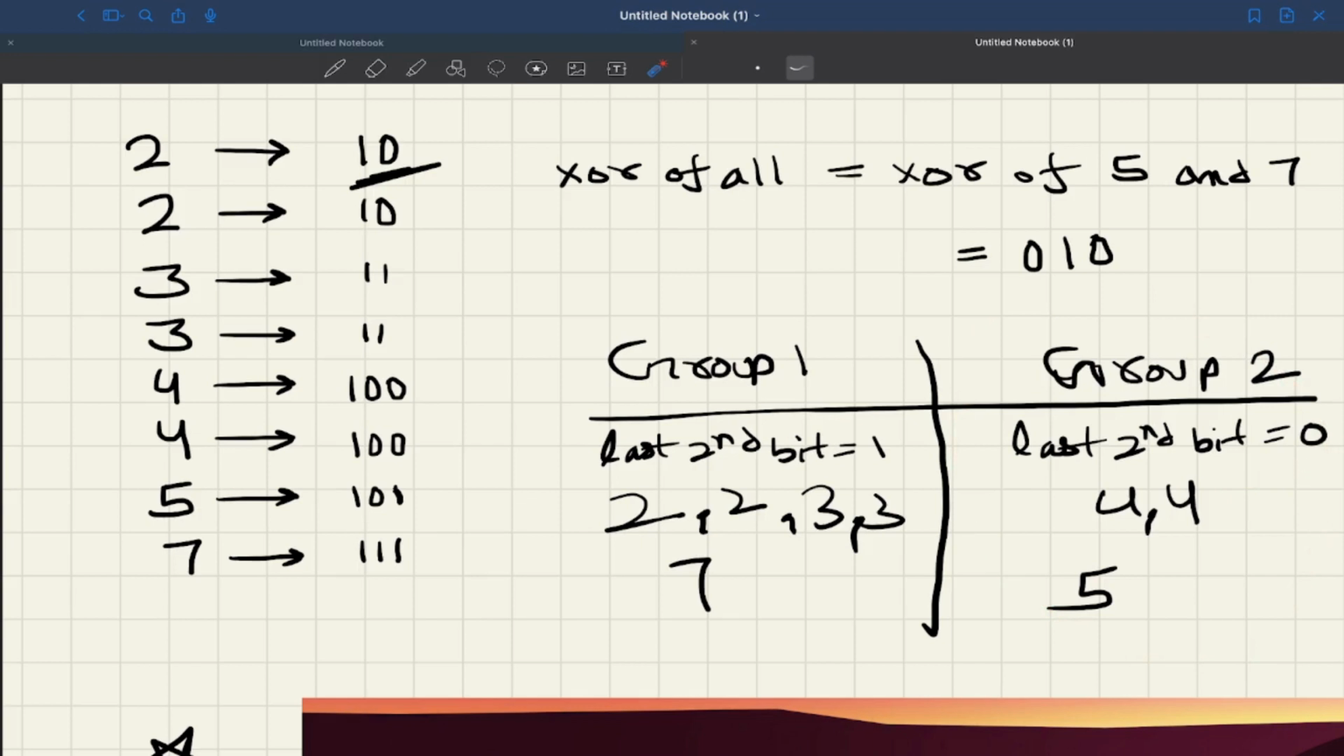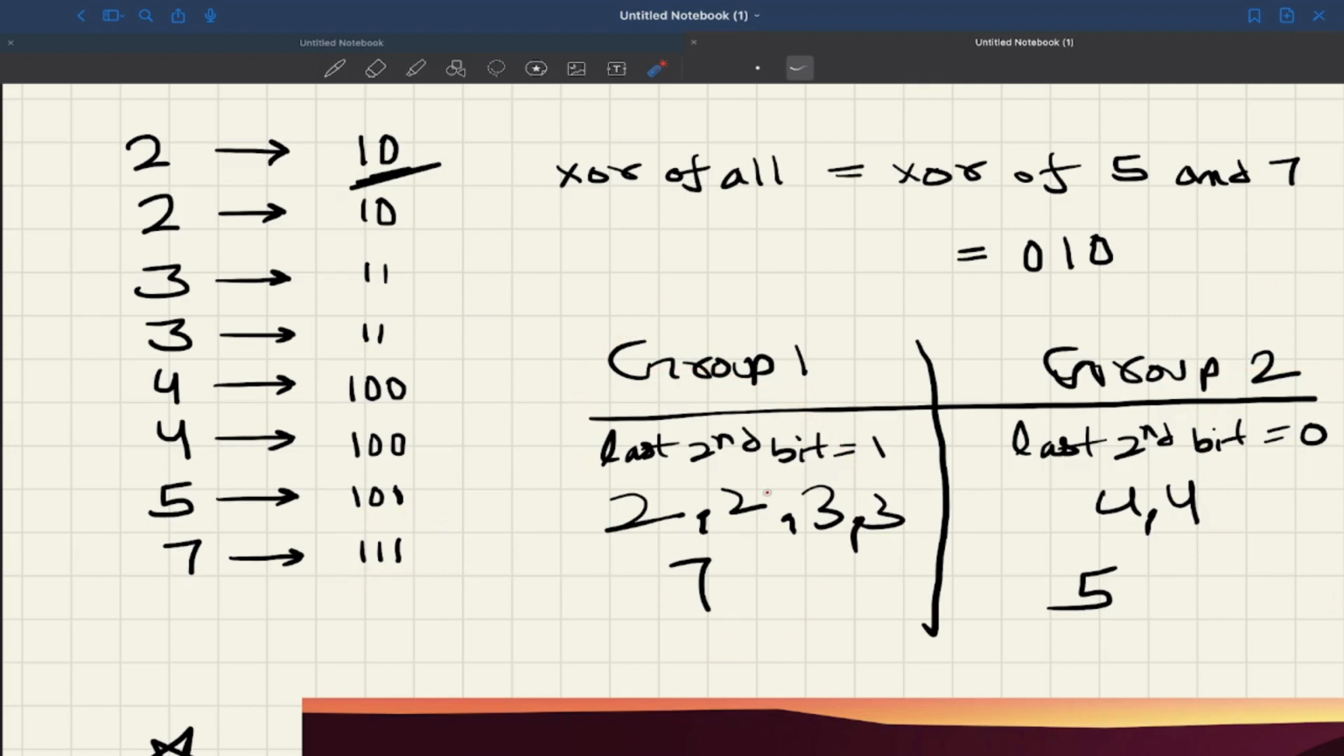And how we got the rightmost set bit from the XOR value: if the rightmost set bit of the XOR value is set, then that means the bit at that position in both the unique numbers is different. That's why we are able to segregate them into 2 different groups.